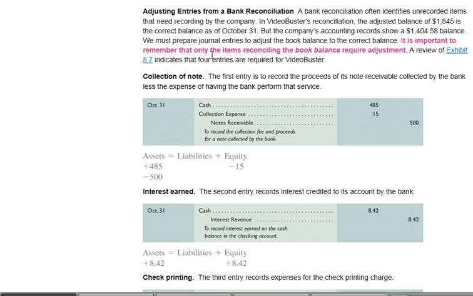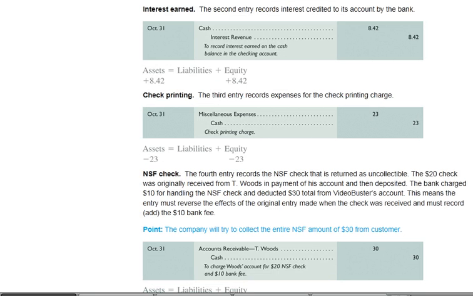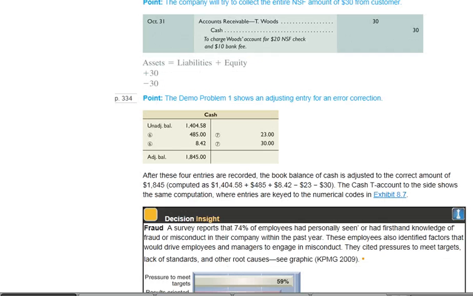As we discuss the various adjustments that would be made to your books and records as related to the bank account reconciliation, the unrecorded deposits, outstanding checks, bank service charges, debit credit memos, you will need to adjust your ledger accordingly. The text illustrates here the adjusting journal entries for collection of notes, interest earned, check printing, insufficient checks, as well as other notes payables and collectibles.